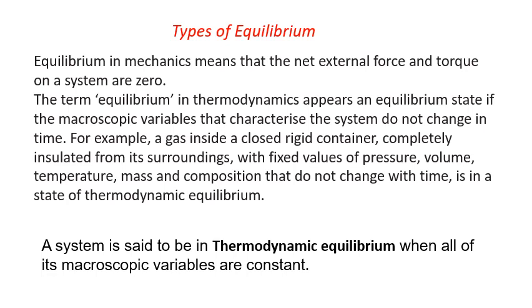For example, a gas inside a closed rigid container completely insulated from its surroundings, with fixed values of pressure, volume, temperature, mass, and composition that do not change with time, is in a state of thermodynamic equilibrium. A system is said to be in thermodynamic equilibrium when all of its macroscopic variables are constant.